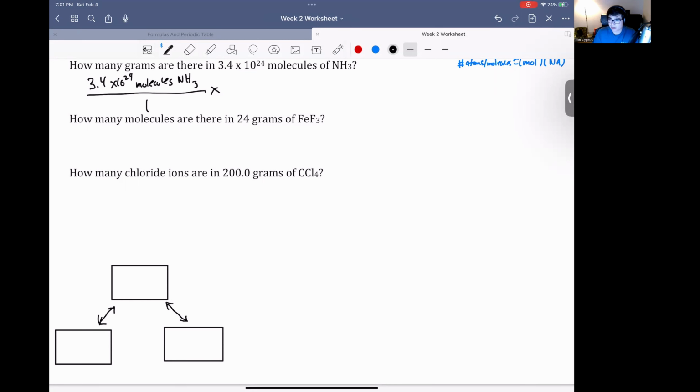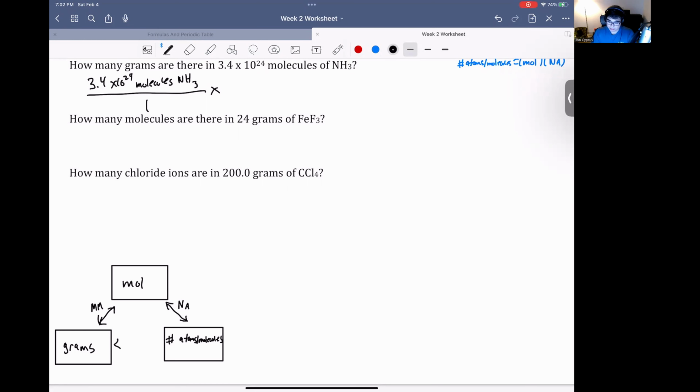So in this bottom left box, I'm going to put grams. This top one, I'm going to put moles. And then this bottom right one, I'm going to put number of atoms or molecules. So how do we relate these quantities is why I'm doing this flow chart, right? From moles to grams, the way you relate those two is by using your molar mass, right? From moles to number of atoms or molecules, the way you relate those two is through Avogadro's number.